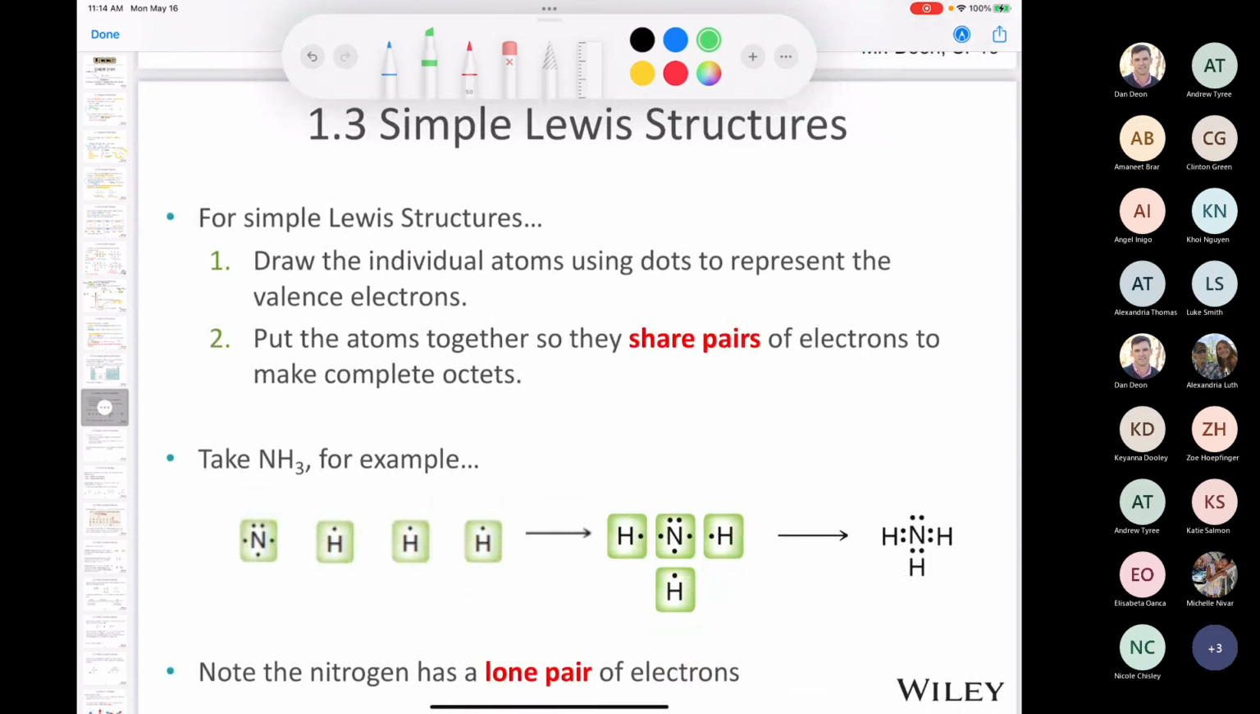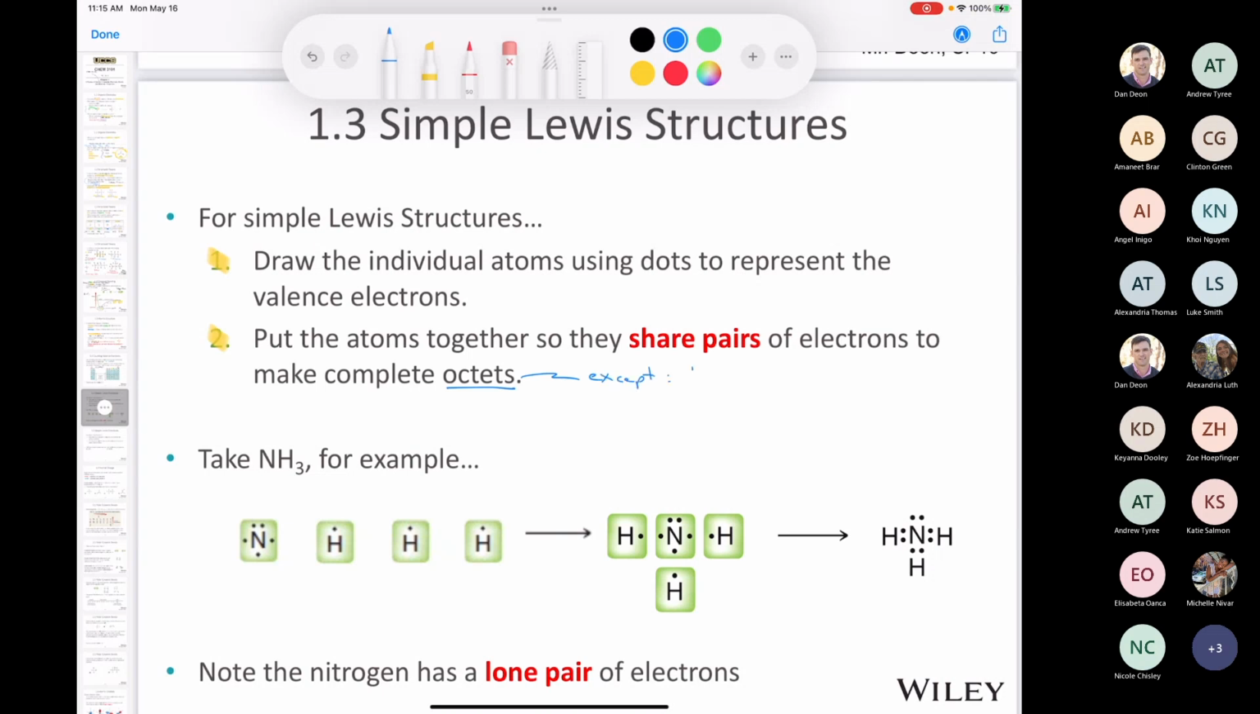Let's talk a little bit more about Lewis structures. Lewis structures are extremely important in organic chemistry. We don't use them all of the time to represent molecules, but they do come in very handy from time to time. So how do we put a Lewis structure together? Well, we have a couple of rules. The first rule is that we draw the individual atoms and put dots around them to represent the number of valence electrons. Then we put the atoms together so that they share pairs of electrons to make complete octets.